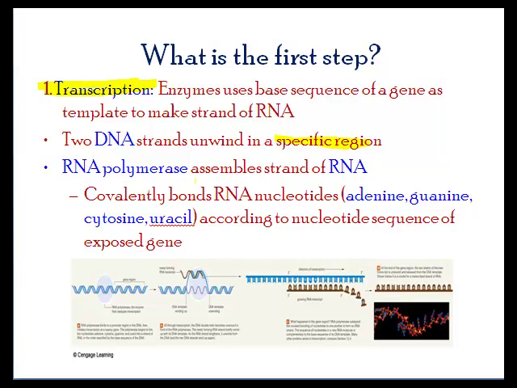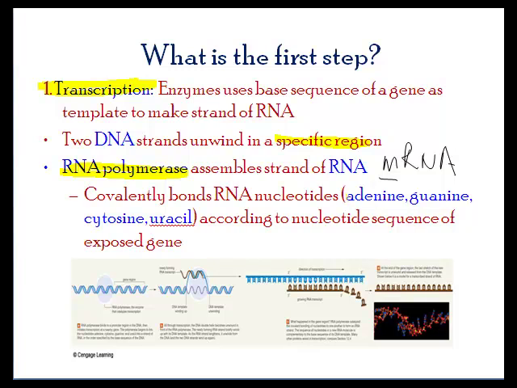And the copy that is made is a single strand, and this single strand is called an RNA strand, and in particular it's called mRNA. M stands for messenger because it's carrying the message from the nucleus to the outside. The specific role of the enzyme polymerase is to help assemble that mRNA.